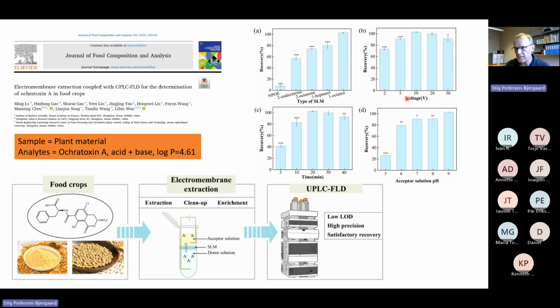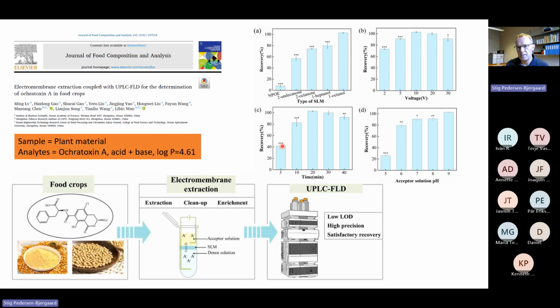They also investigated extraction recovery as a function of voltage, and you can see that even with 2 volts, a very low voltage, they had more than 70% recovery. And when they increased up to 10 volts, they reached 100% recovery in the system. And this is typical: recoveries and efficiency increase with voltage up to a certain level. And if you go higher in voltage, then you might have a drop in performance because you get excessive current in the system.